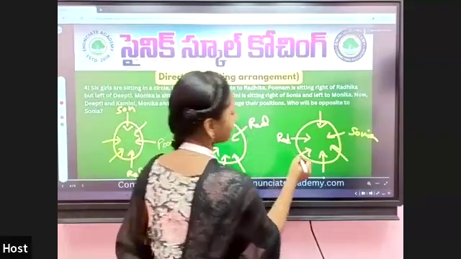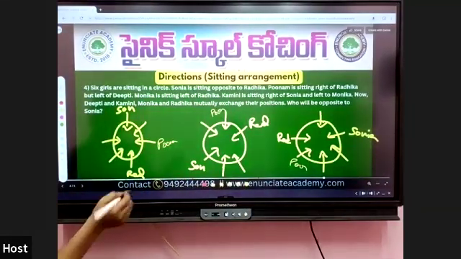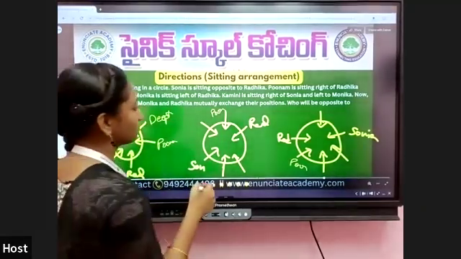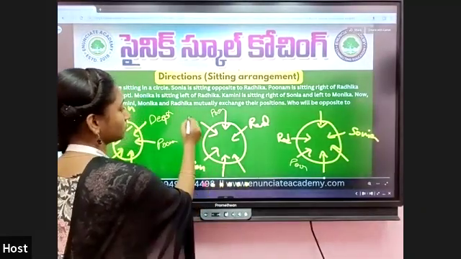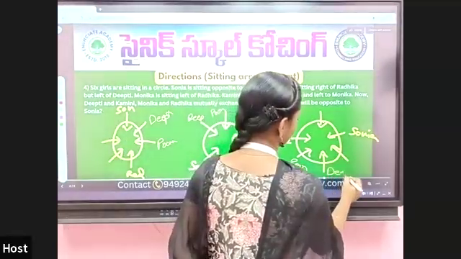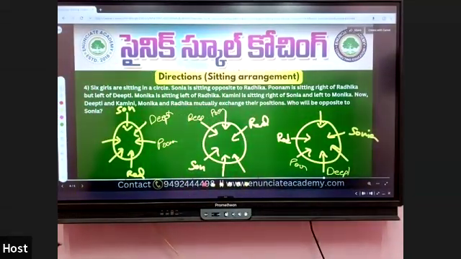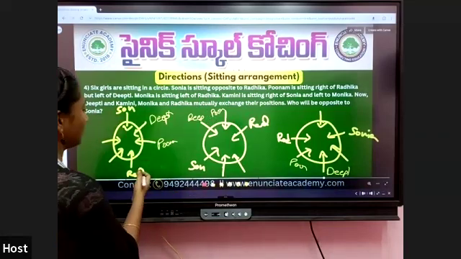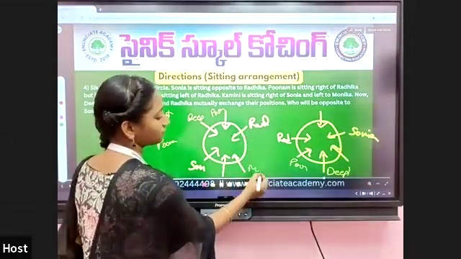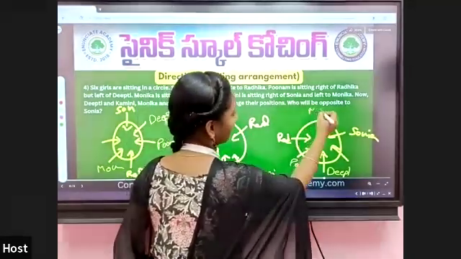Poonam, right of Radhika, but left of Deepti. For Deepti it is the left position. Next. Maunika is sitting left of Radhika. For Radhika, Maunika is sitting left. Left side, Maunika. Okay, here left of Radhika, Maunika.